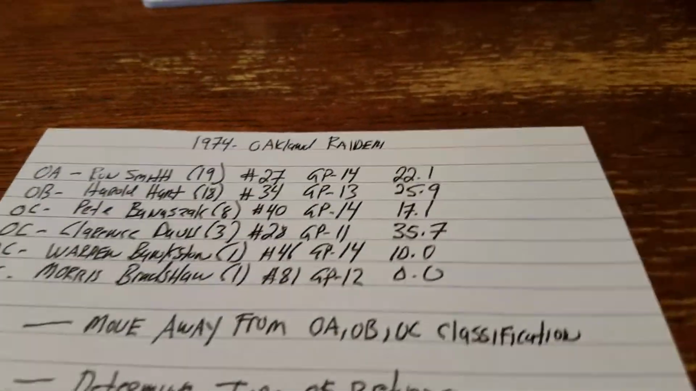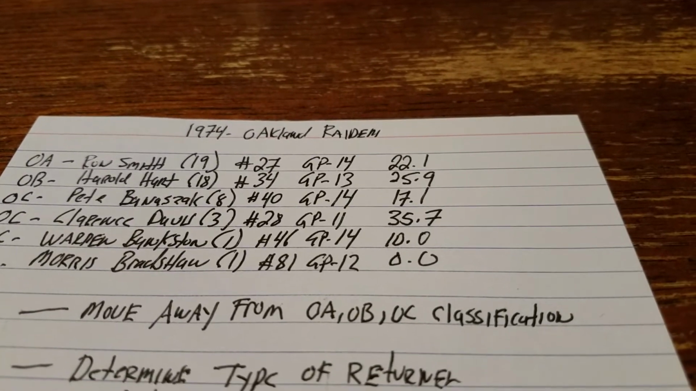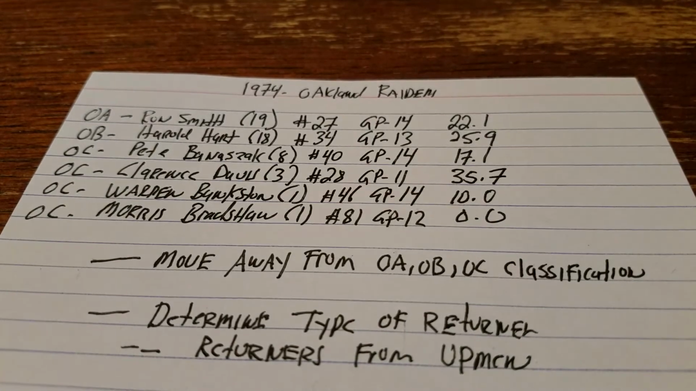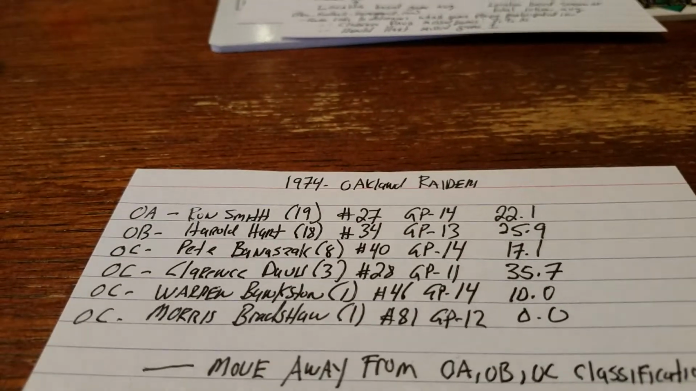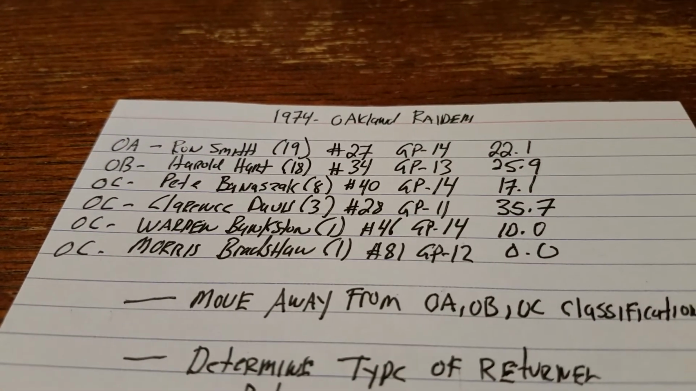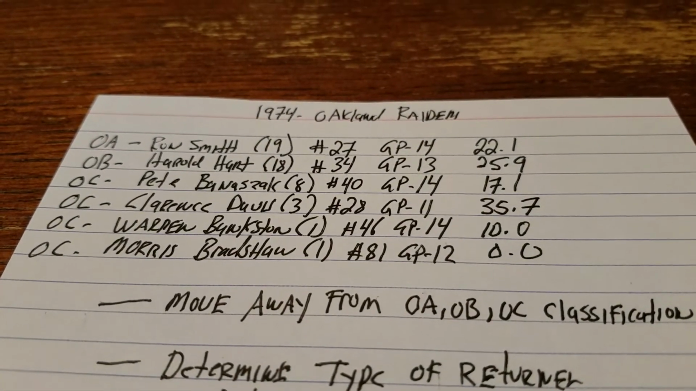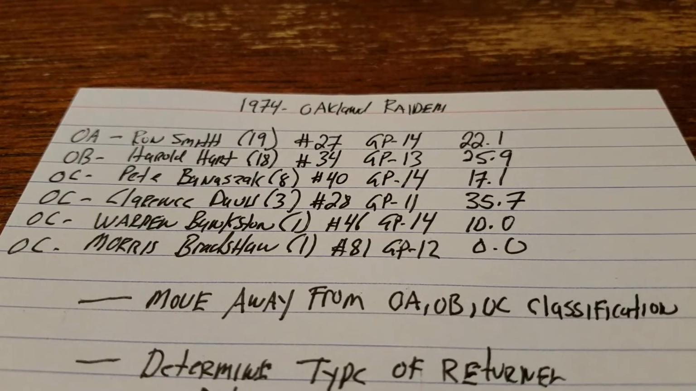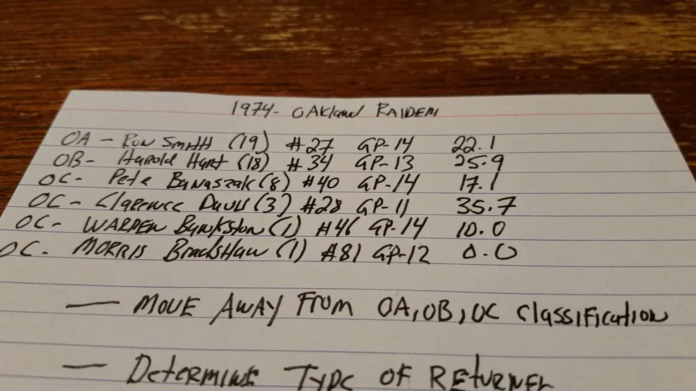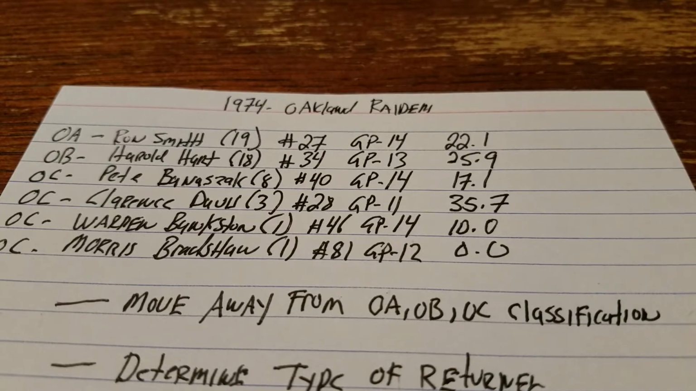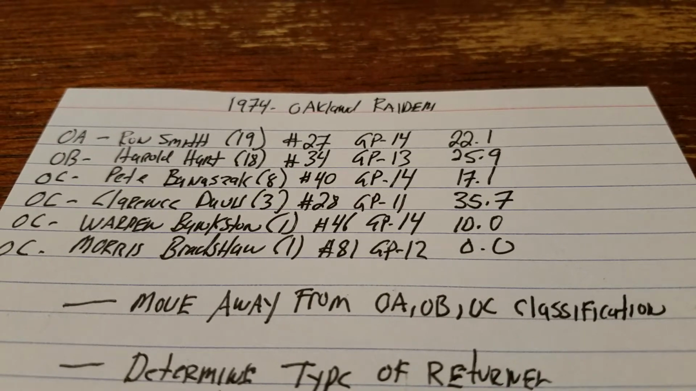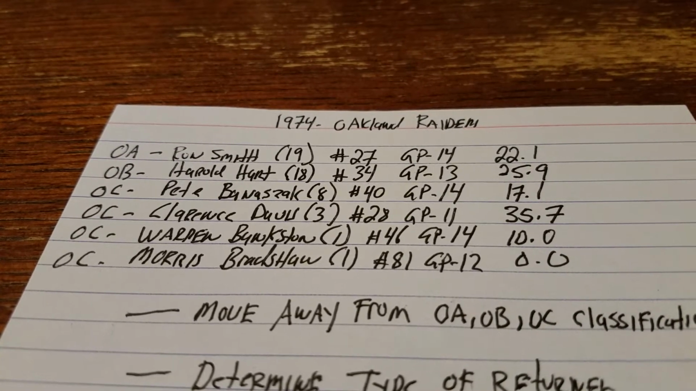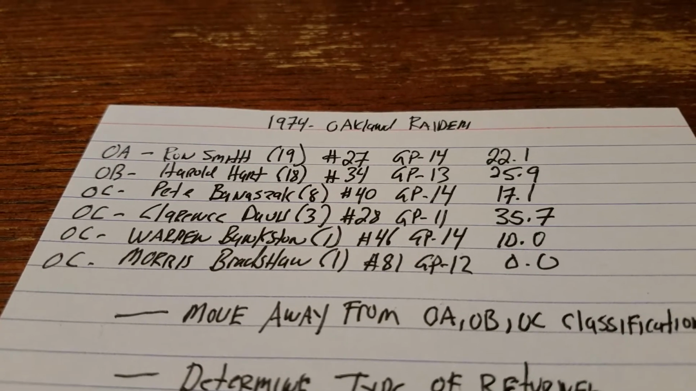Okay, my current replay is the 1974 season. Let's use the Oakland Raiders as an example. Their OA card is Ron Smith, the Gingerbread Man. He's got 19 returns for that season. His jersey number was 27. He participated in 14 games, and his kick return average was 22.1. And as you can see, I have everyone on the Raiders team that returned a kick, and I have their information there.